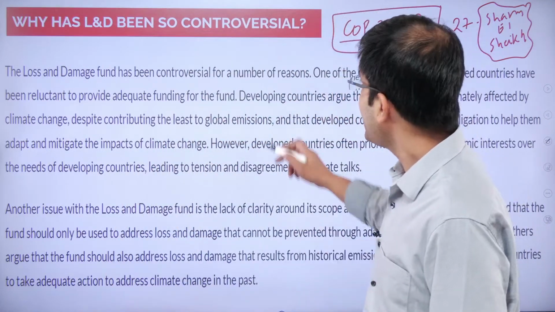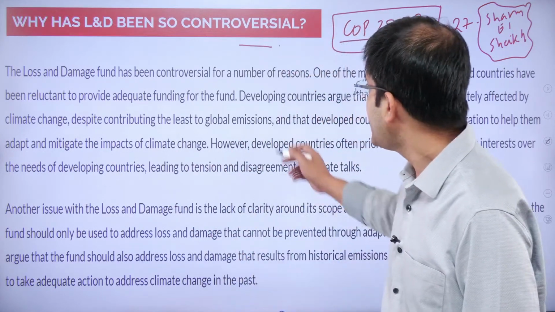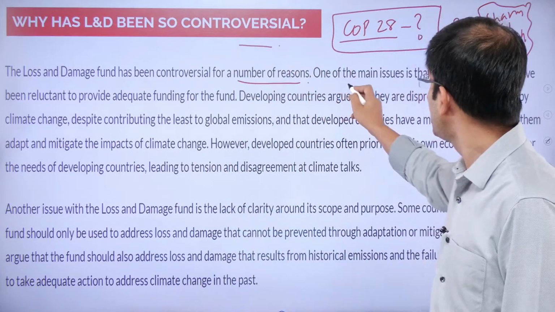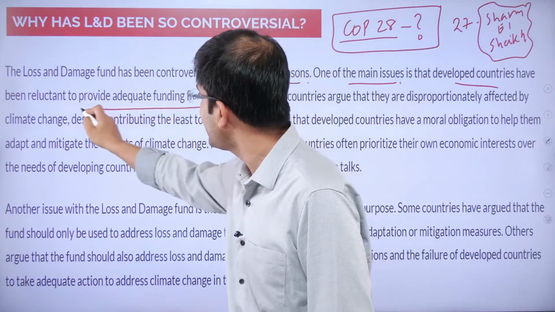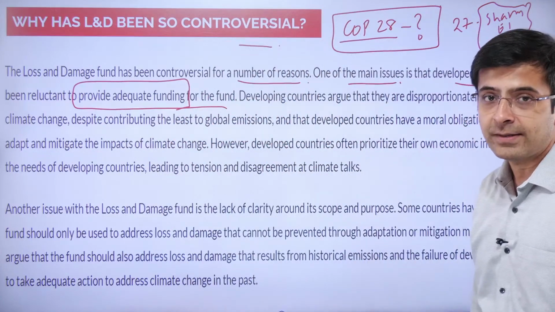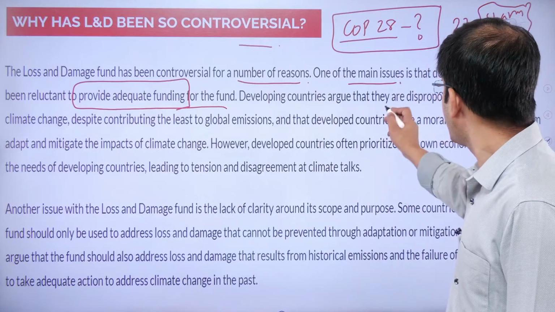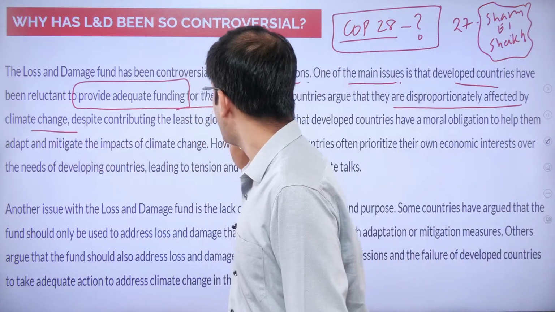Okay. So why has loss and damage been so controversial? Now that I've painted the picture for you, obviously you can understand. If you are a Western nation, you will understand why you want to not pay loss and damages. Okay. So it has been controversial for a number of reasons. The main issue is that developed countries have been reluctant to provide adequate funding. Firstly, obviously, they are being miserly. Okay. They argue that they are disproportionately affected by climate change despite contributing least.